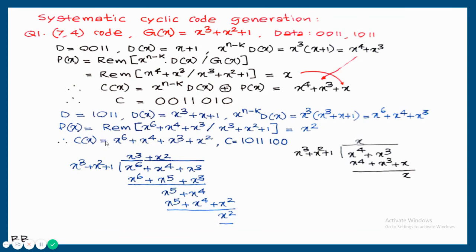We'll write the code polynomial. The first product is x raised to 6 plus x raised to 4 plus x cube. That I am writing first. After that, the remainder x square. So the equivalent code is x raised to 6, no x raised to 5, x raised to 4, x cube, x square, no x, no 1. So the answer is 1, 0, 1, 1, 1, 0, 0. Out of the 7 bits, the leftmost 4 bits are data bits, the rightmost 3 bits are parity bits.